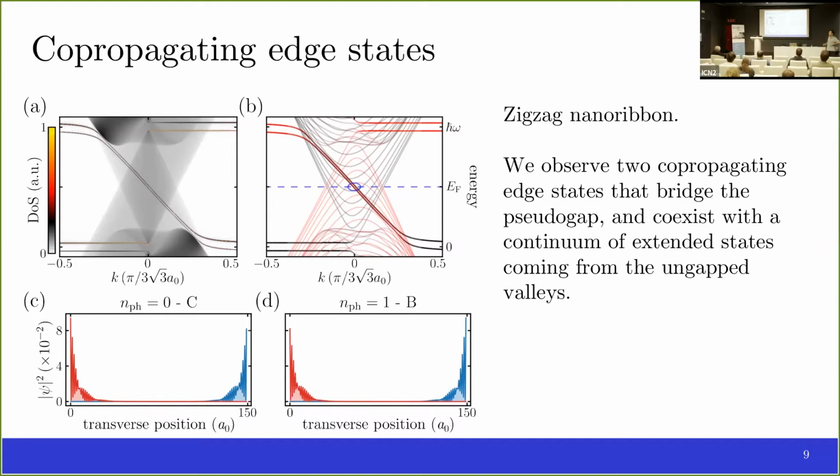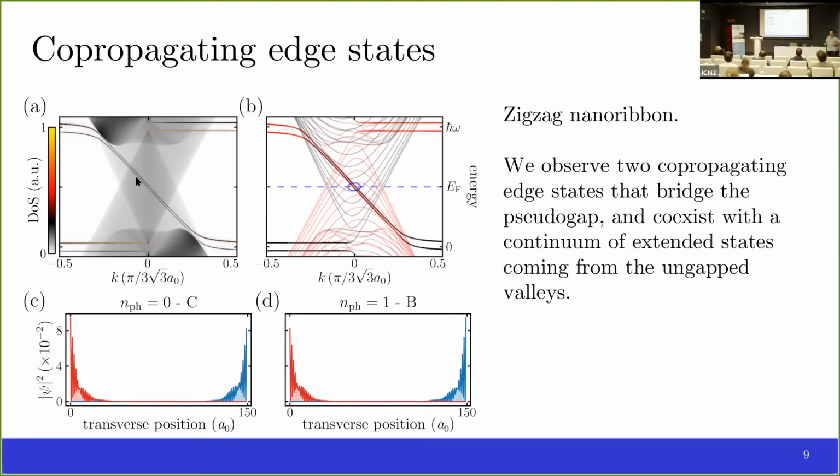So is this pseudogap bridged by some topological edge states or something like that? To this purpose, we compute the local density of states of a semi-infinite ribbon. So in panel A, we have the local density of states at the edges of the semi-infinite ribbon, and we observe these 2 cones that are the background bulk states of the non-gapped valleys. We also observe these 2 truncated cones that are the gapped valleys. And bridging this pseudogap that we observe are 2 co-propagating edge states.